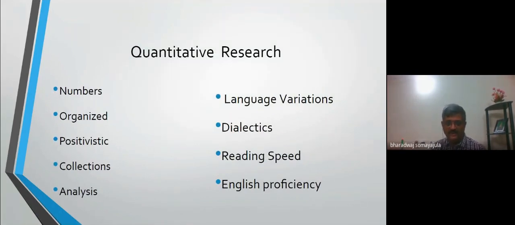Again, you can see quantitative research is about numbers. We are talking about numbers arranged in a proper way, and based on the numbers, you are doing the analysis. Many people are from English, because I've seen the English department name somewhere. So you can do the analysis on your English proficiency, your reading and speaking, your dialects, or your language variation. That also comes under quantitative research.